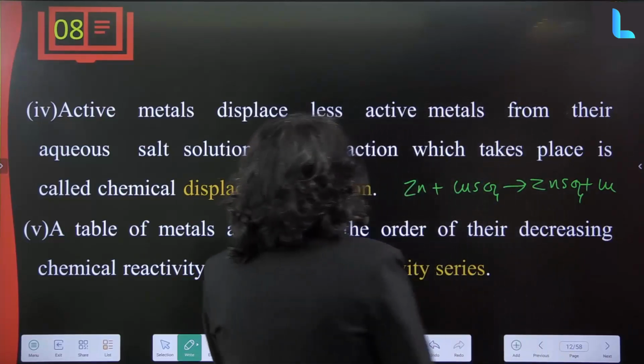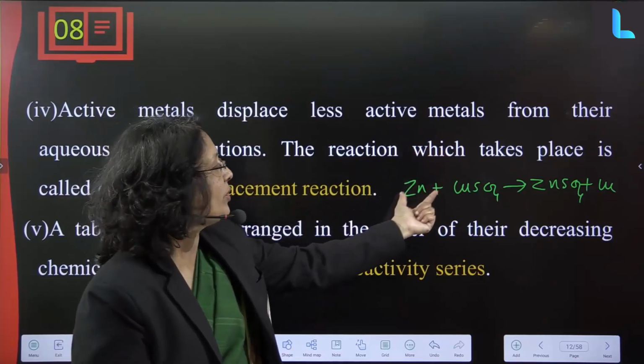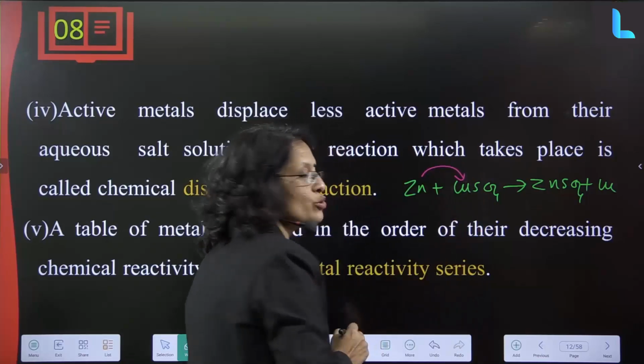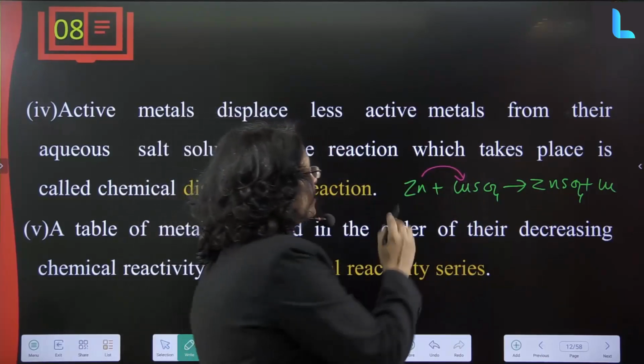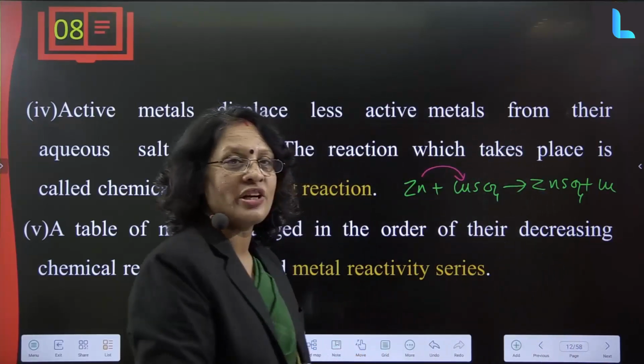Now we can see in the reactivity series that zinc is placed above copper, and zinc is more reactive than copper. So zinc can displace copper from its salt solution, copper sulfate solution, because zinc is more reactive than copper. This is called a displacement reaction.